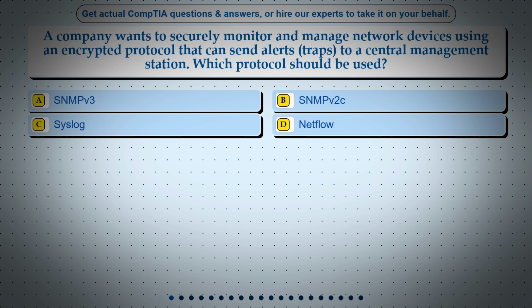Question 1. A company wants to securely monitor and manage network devices using an encrypted protocol that can send alerts, traps, to a central management station. Which protocol should be used? Option A, SNMPv3. Option B, SNMPv2C. Option C, syslog. Option D, NetFlow.